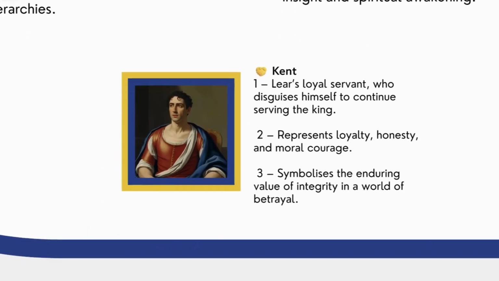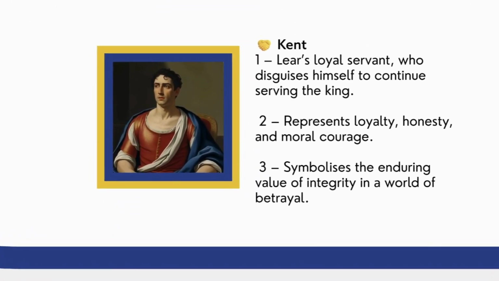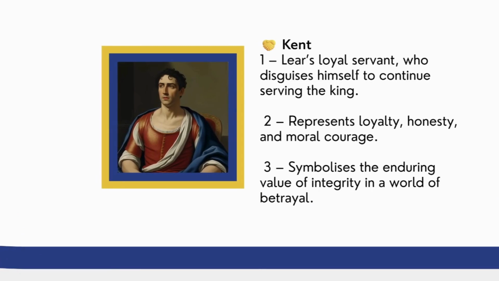And then we have down here, we have Kent. So Kent is Lear's loyal servant who disguises himself to continue serving the king. So therefore Kent represents loyalty, honesty and moral courage, which is sorely lacking in this play, as I'm sure you can imagine, and symbolises the enduring value of integrity in a world of betrayal. Not everybody is evil in this play. There are little shining lights of honesty and integrity which almost shine through the play. So it's not all bad, dare I say.